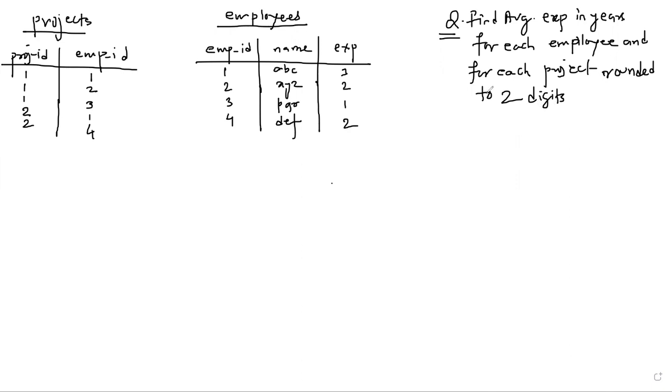So we require output in the form of project ID and the average years. So for this project ID, for example 1, these many average years are required, then for 2, and so on, like this. So the average number of years for that particular project. So this is our expected output.